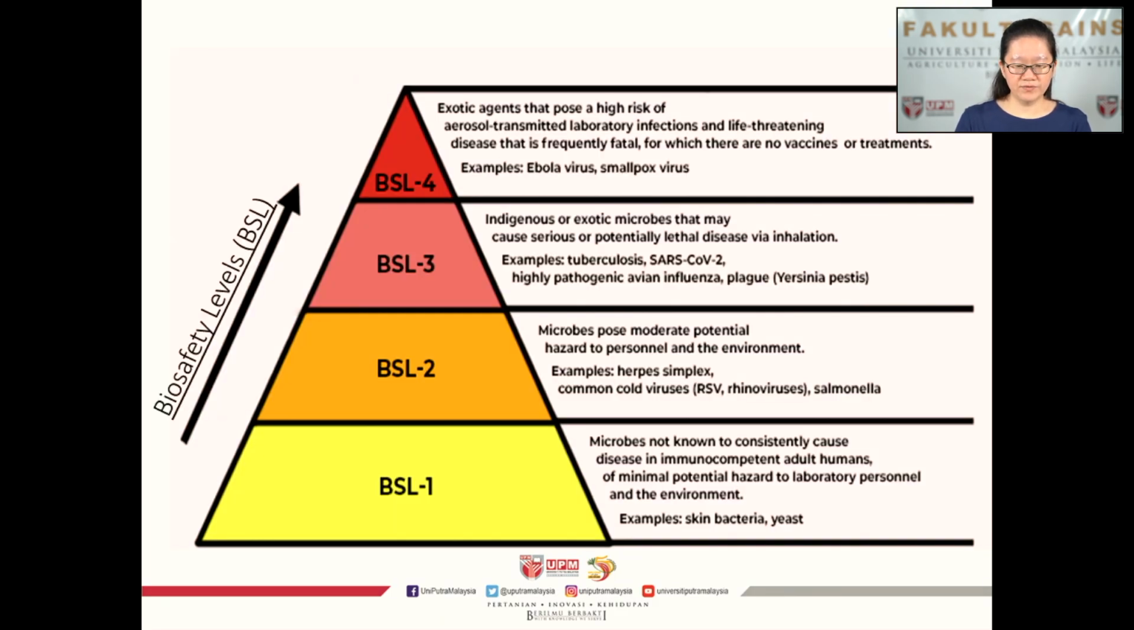Examples of risk group 1 agents include yeast, E. coli, and lactobacillus. Examples of risk group 2 pathogens include herpes simplex, coronaviruses, and salmonella. Examples of risk group 3 include tuberculosis, SARS-CoV-2, and avian influenza virus. And last but not least, examples for risk group 4 are Ebola and smallpox viruses.